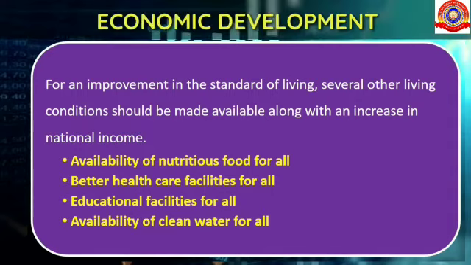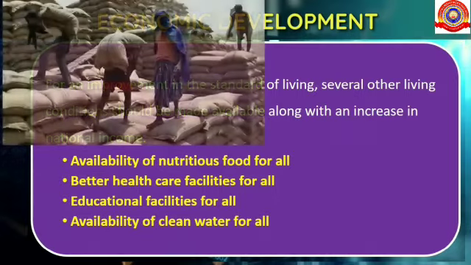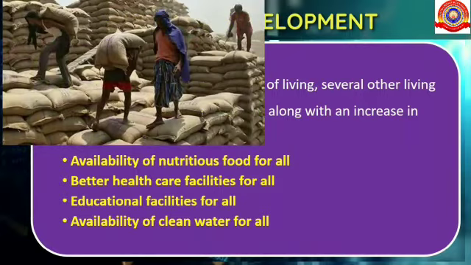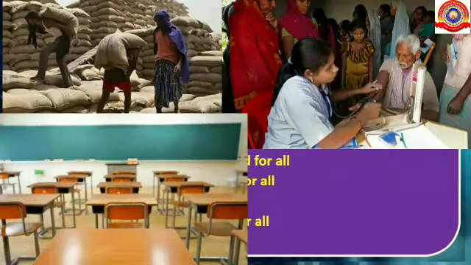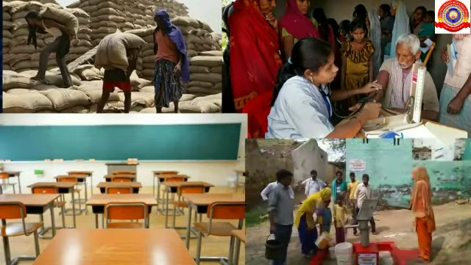For an improvement in the standard of living, several other living conditions should be made available along with an increase in national income. They are: availability of nutritious food for all. Second, better healthcare facilities for all. Third one, educational facilities for all. And fourth one, availability of clean water for all.